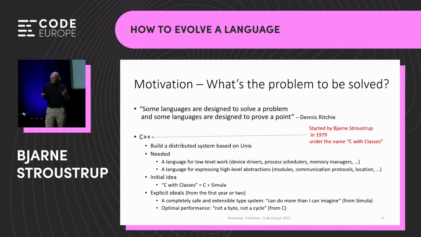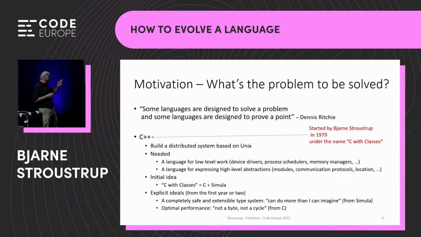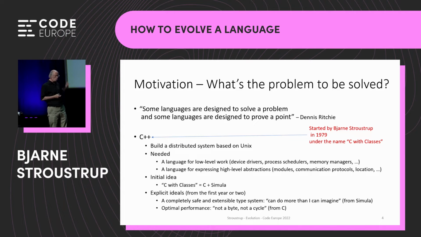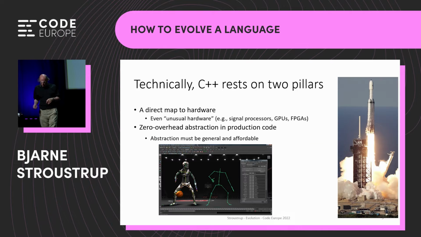But there also were a couple of ideas in the design of this merger. I really liked a completely safe and extensible type system. Especially the extensible part was important, something I'd learned from Simula, object-oriented programming, or for some definition or other. I'd actually been taught that by Kristen Nygaard, who invented object-oriented programming. And I wanted the optimal performance from C. I used to say not a byte, not a cycle. And getting those two things together turned out to be hard.